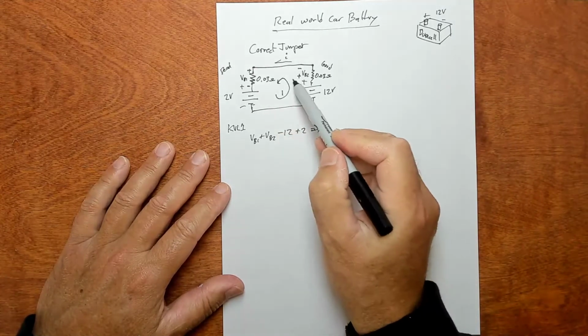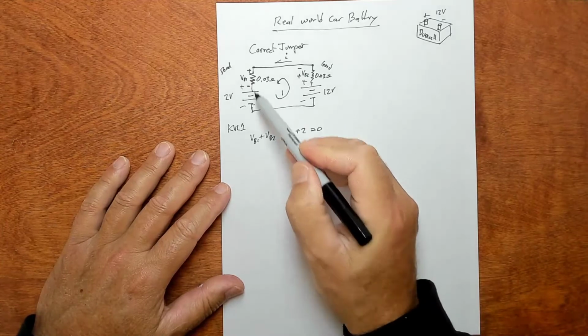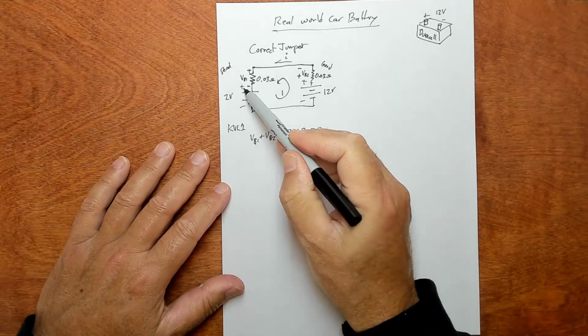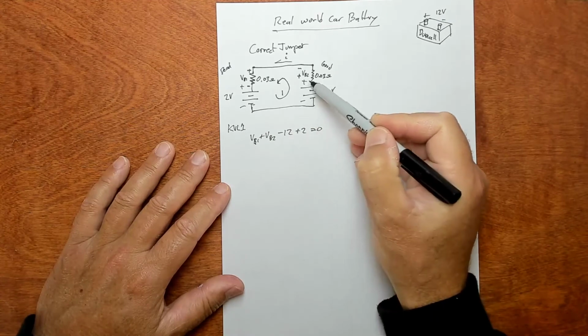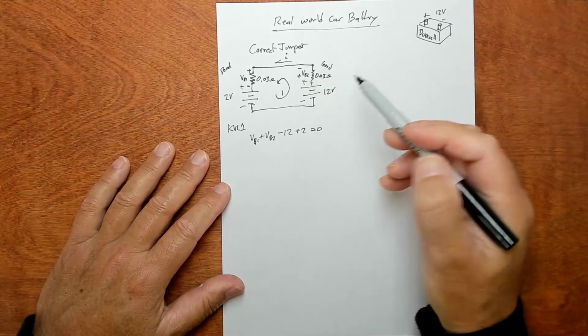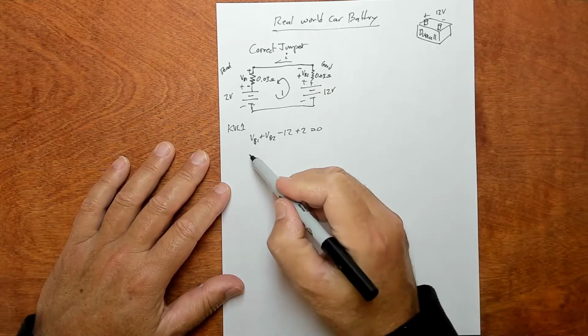So I'm just going around this way, and I'm coming in the plus sign, so this term's plus. I'm coming in the plus sign, so this term's plus. I'm coming in the minus sign, so this term's minus. Coming in the plus sign, so this term's plus. Those sum to 0.